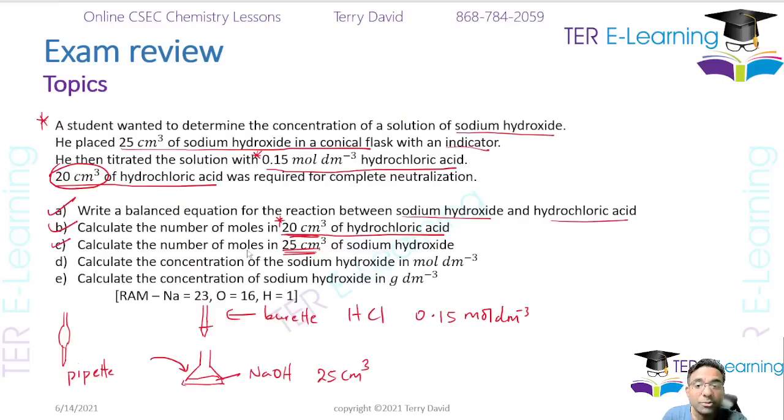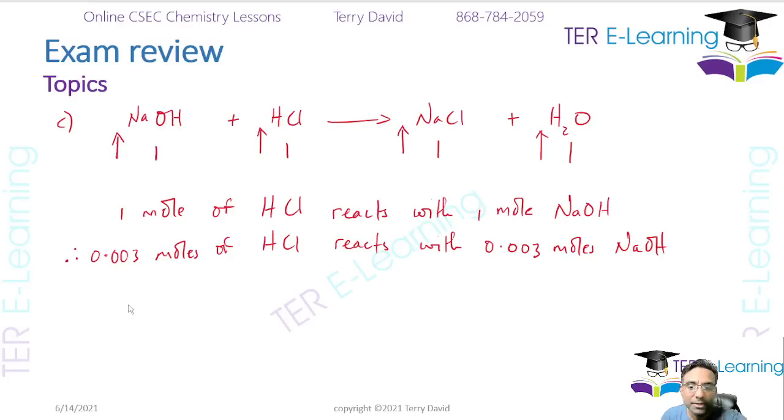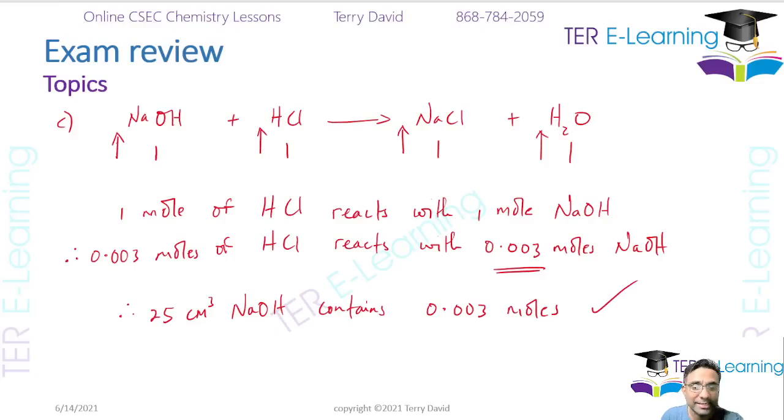So the question asks, how many moles are in 25 cm³ of the sodium hydroxide? Remember, at the start of the titration, you used the pipette to transfer 25 cm³ of NaOH. So in that 25 cm³, that is how many moles I have there. So you could say that 25 cm³ of NaOH contains this answer that we just got here, 0.003 moles. That's the answer for part C.